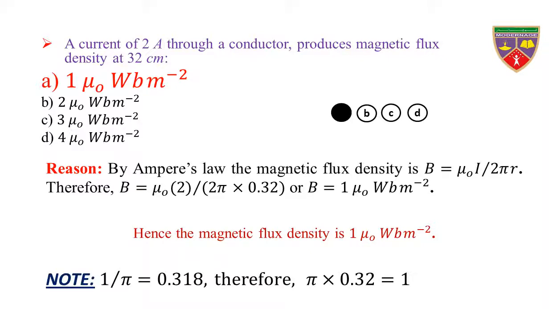Note, 1 by pi is equal to 0.318. Therefore, pi into 0.32 is equal to 1.